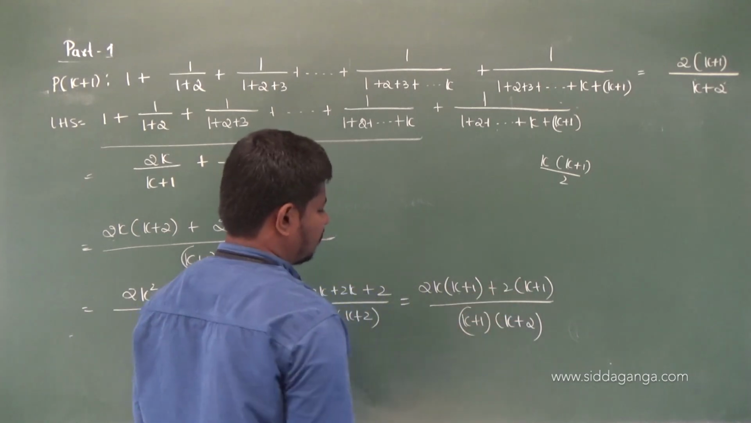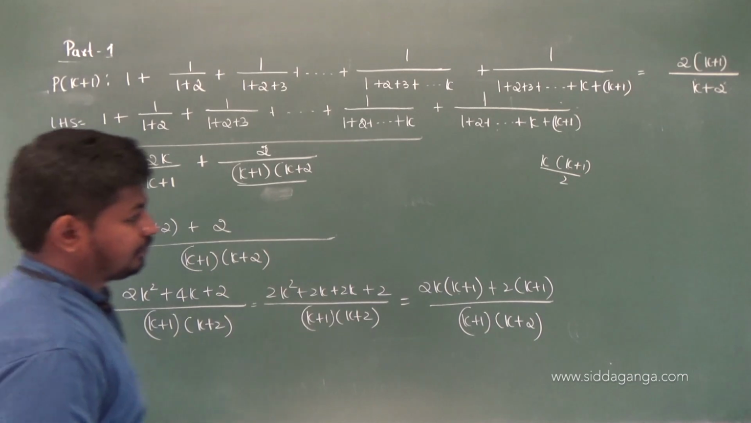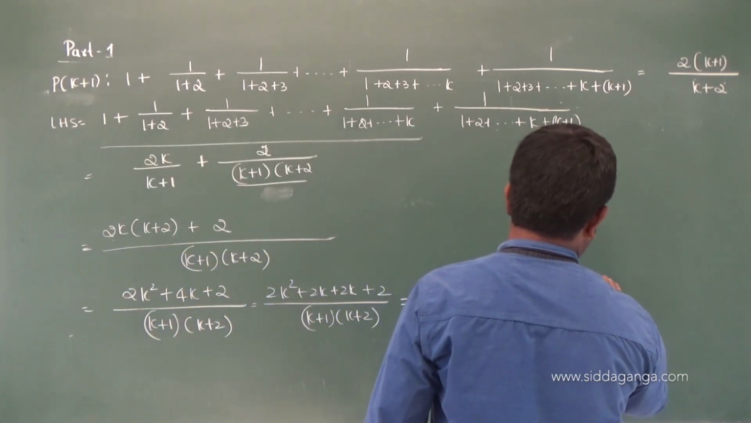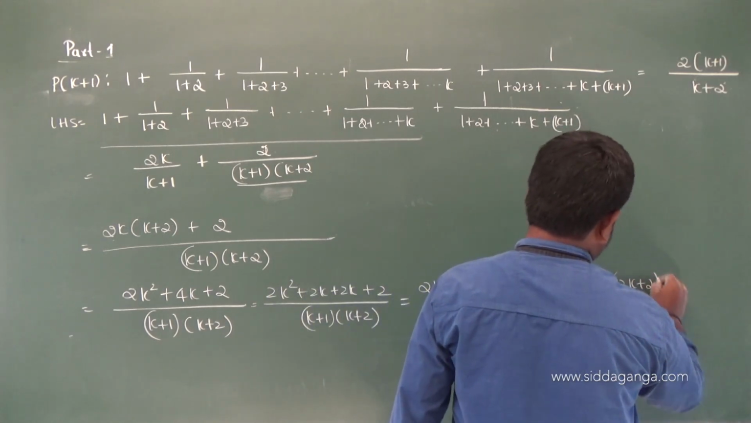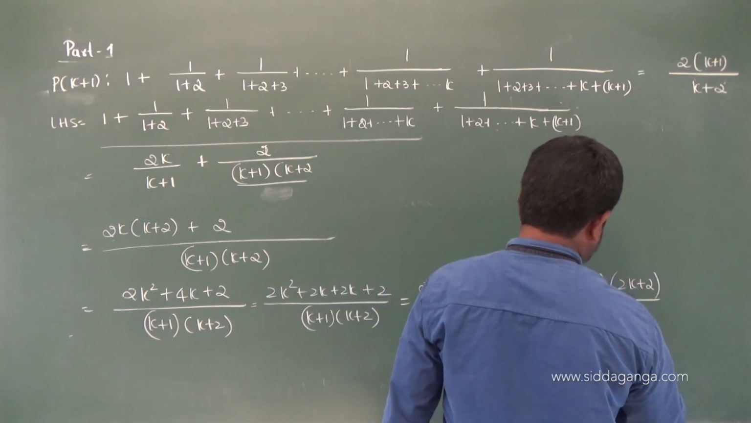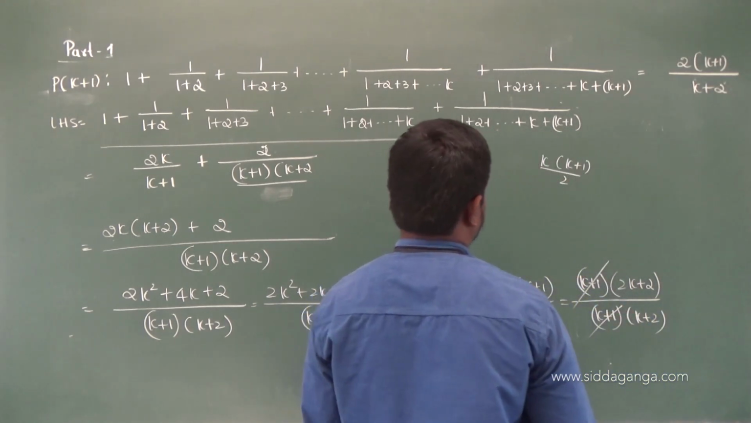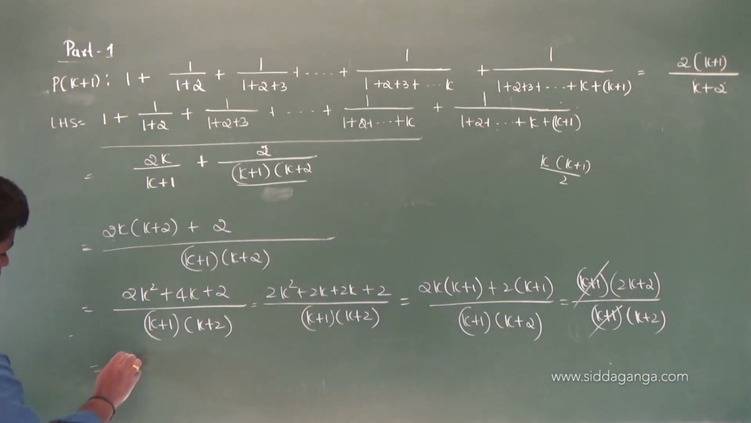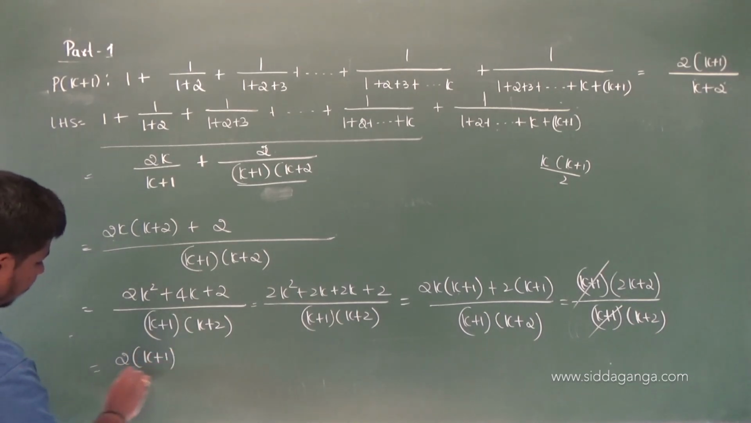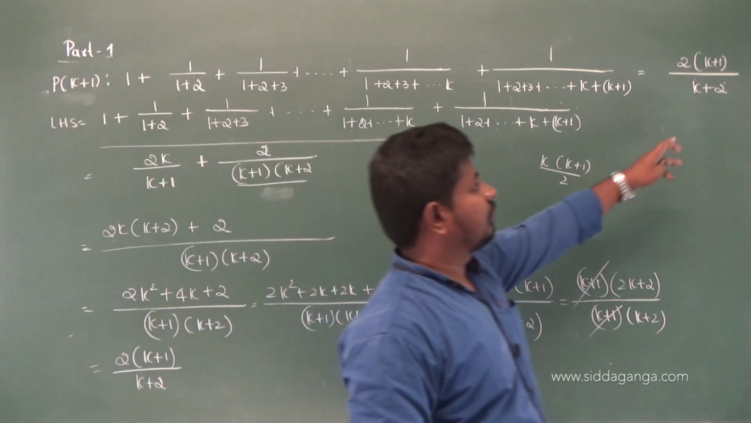Now in these two, k plus 1 is common, we can take it outside and cancel. You get 2k plus 2 by k plus 1 into k plus 2. So k plus 1 and k plus 1 cancel, and the remaining thing is 2k plus 2 by 2, that is, taking 2 outside, 2 into k plus 1 by k plus 2, that is the RHS. Okay.